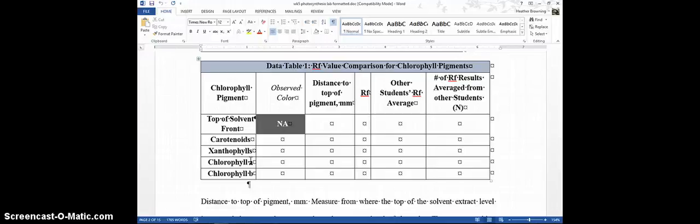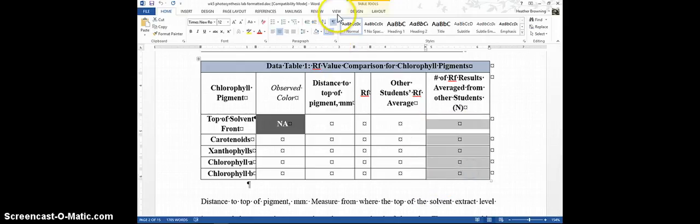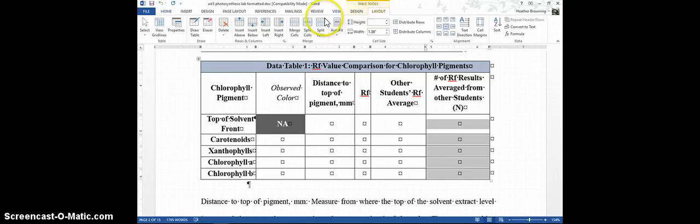Okay, so you have your table. You're going to say what color the suckers are, and then how far they moved, the RFs, the other student average for the RFs, and this is actually supposed to be 1. See, we're discovering things to move. Merge cells. There we go. And so that will just be the number of students. So that would be like, say you looked at 5 other students. There you go. Makes it nice.